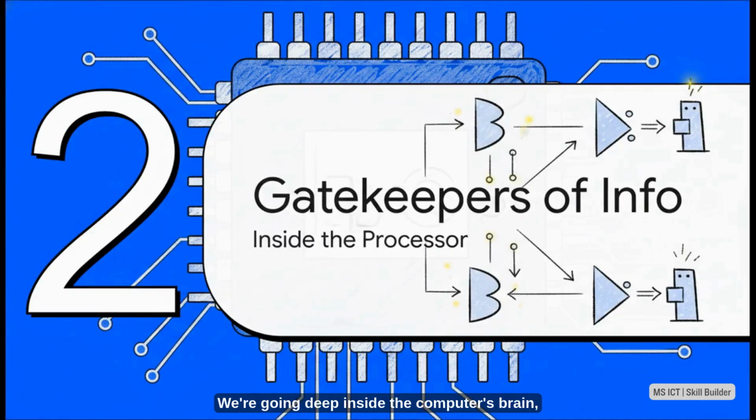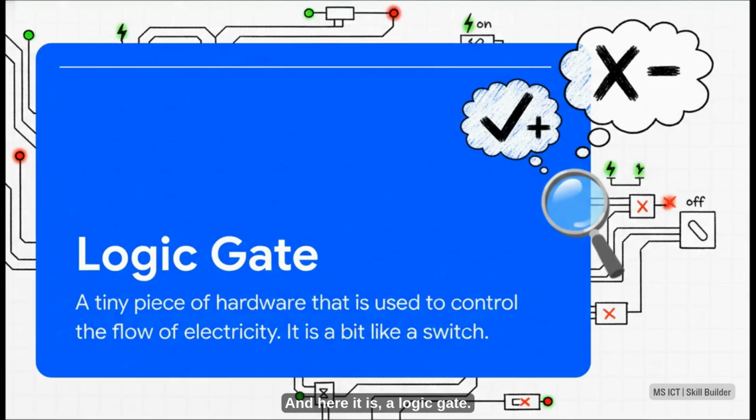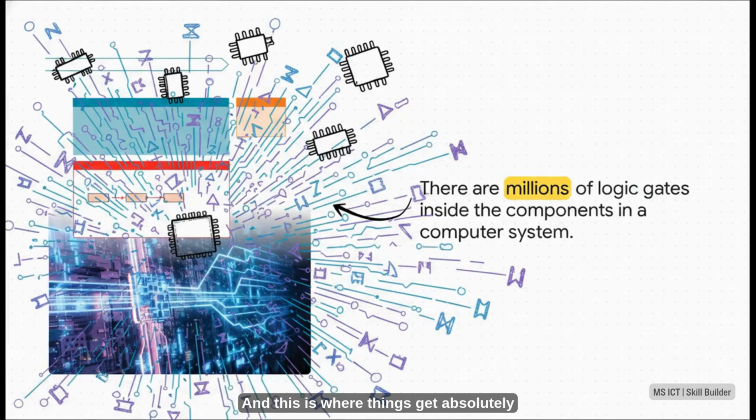So let's dive in. We're going deep inside the computer's brain, the processor, to find the tiny little components that are in charge of all that decision-making. These are the real gatekeepers of information. And here it is, a logic gate. It's really just a microscopic switch. Its whole job is to control whether electricity can pass through or not, and it does that by following one simple rule. Think of it like a tiny security guard at a door who can only ever say yes or no.